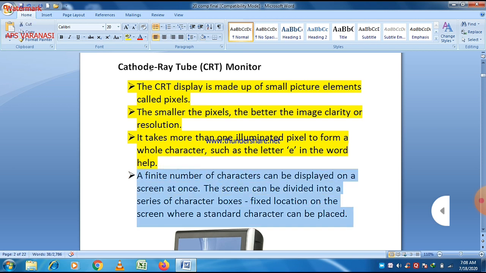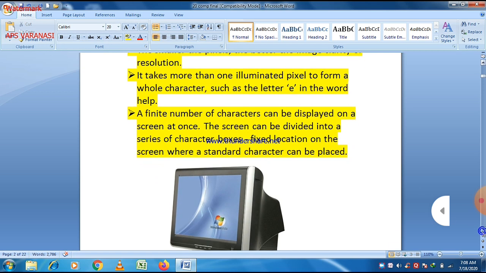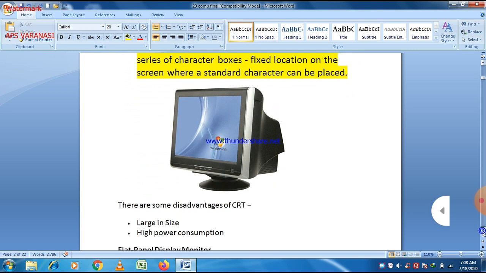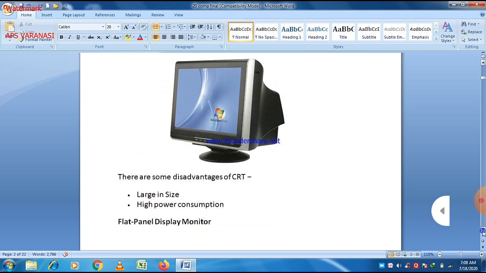In examination, function is never asked, so always remember the full form and features of a particular type of monitor. Remember that this is a diagram of a CRT monitor. Now, the disadvantages of CRT: they are larger in size and take higher power consumption. So these are the two main disadvantages.